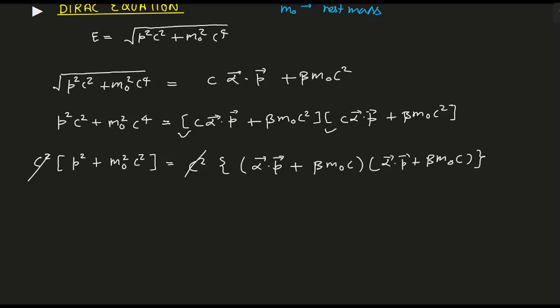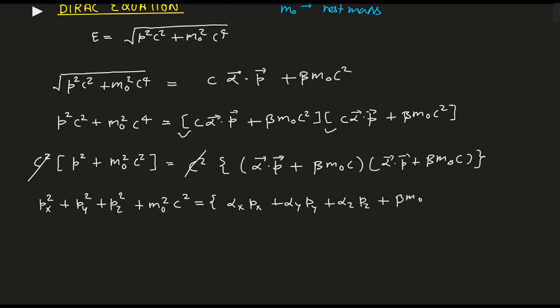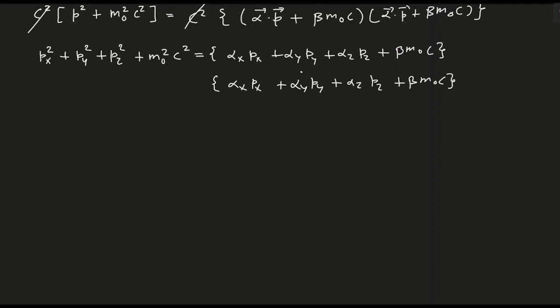What else can we do? Now you also note that this p squared is nothing but px squared plus py squared plus pz squared, and m naught squared c squared is a constant. Now we can substitute the value of alpha and beta. If you multiply the terms together, you will have alpha x px plus alpha y py plus alpha z pz plus beta m naught c, multiplied with itself: alpha x px plus alpha y py plus alpha z pz plus beta m naught c. So now we will just solve the right hand side of this equation, and then we will compare it with the left hand side.